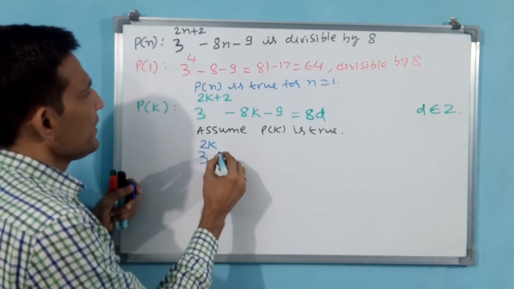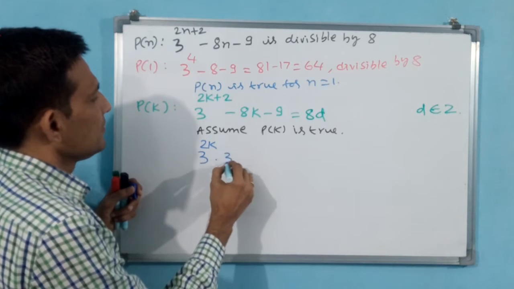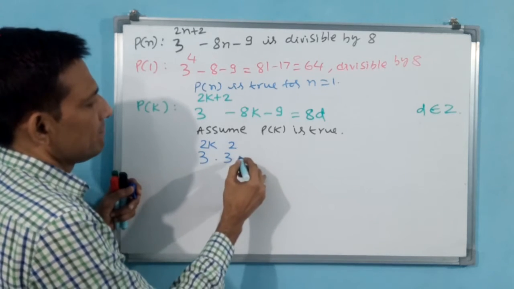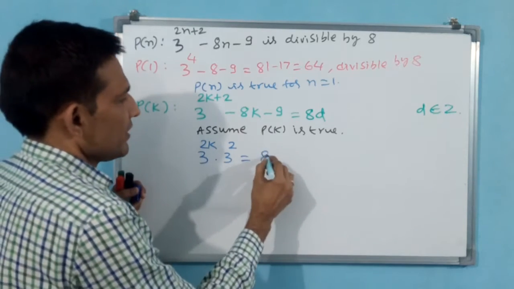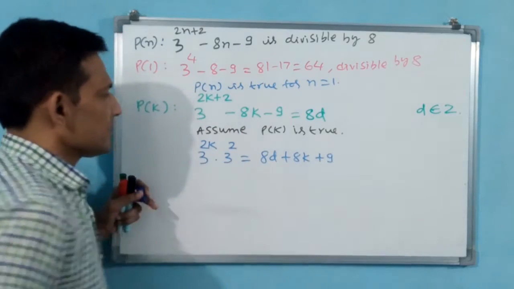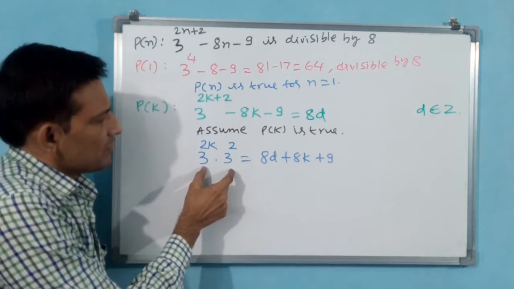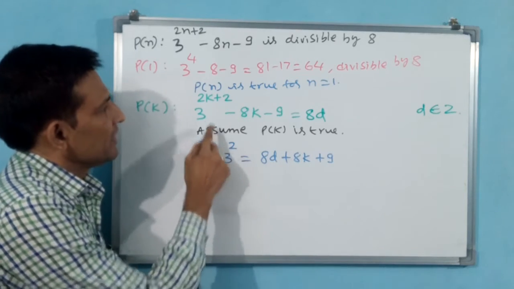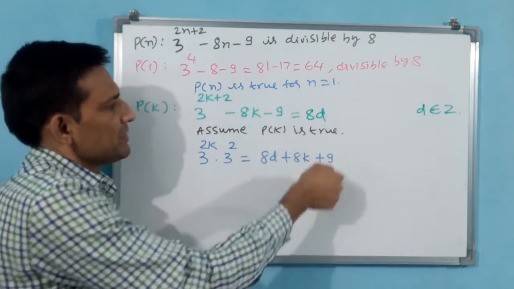3 power 2k into 3 square is equal to 8d plus 8k plus 9. Is it correct? Because the bases are same, you can add. Okay, bases are same, you can add. That is equal to 8d plus 8k plus 9 has come.